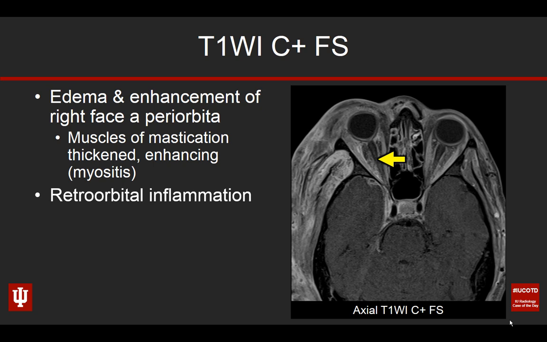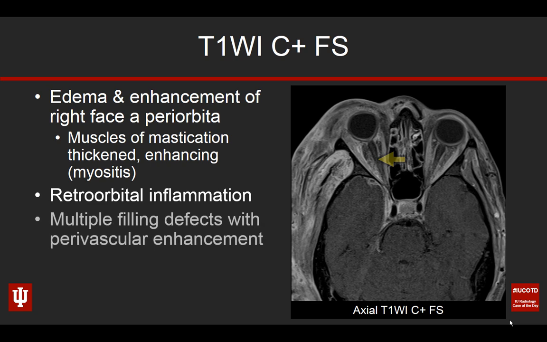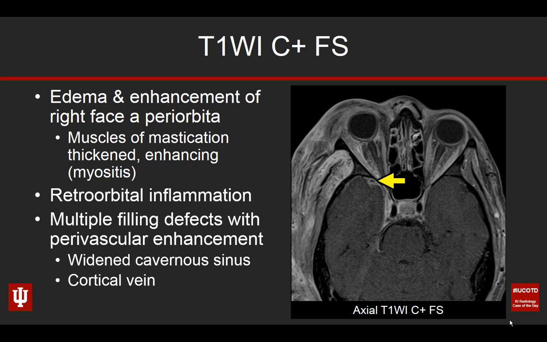It's actually a bilateral finding, but it's worse on the right than the left. And if you look very carefully, you'll see that we have multiple filling defects with associated perivascular enhancement. So if you look carefully, you can see that we have this widened cavernous sinus that has sort of this stringy filling defect within it, out laterally. We can see that we have this cortical vein, which centrally has a filling defect and has perivascular inflammation surrounding it. And if you look carefully, there's numerous scalp veins that also have filling defects and surrounding almost concentric enhancement.